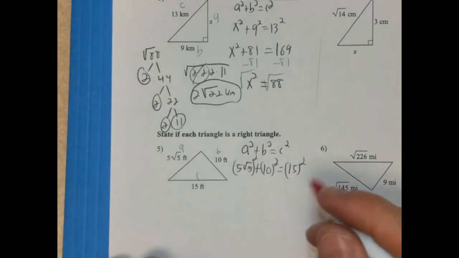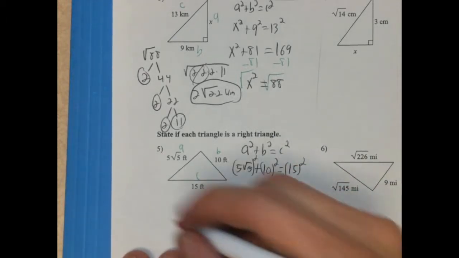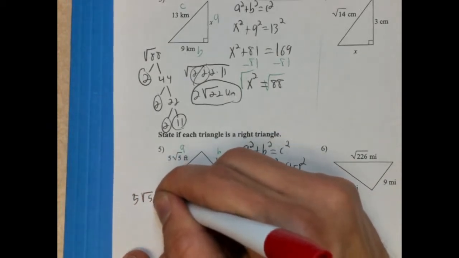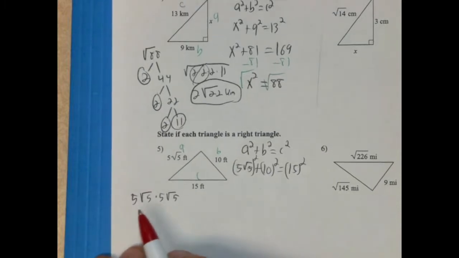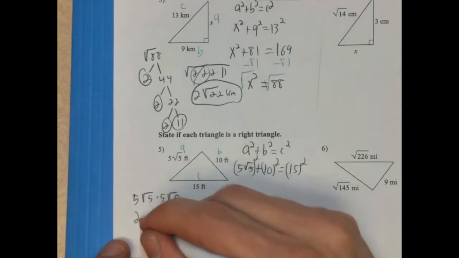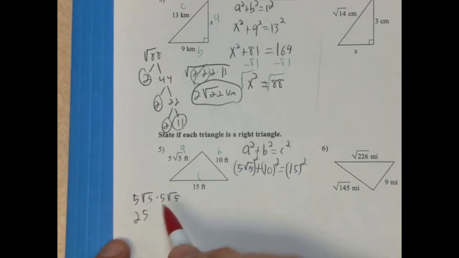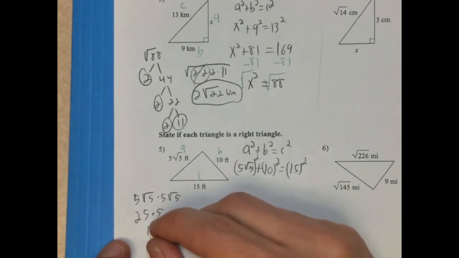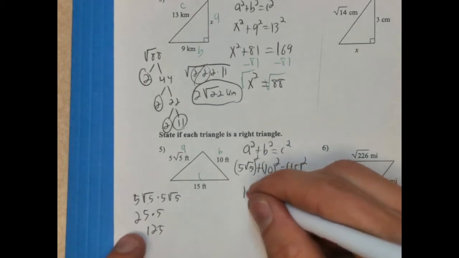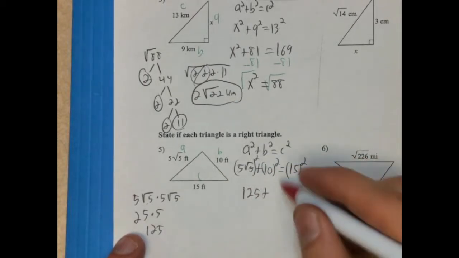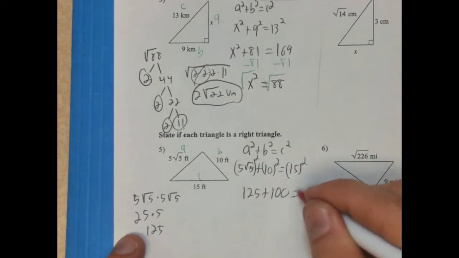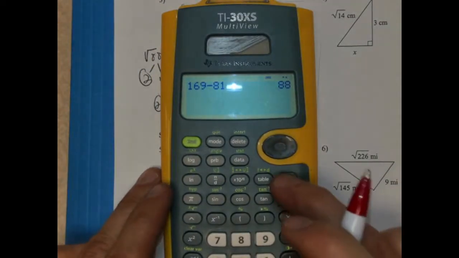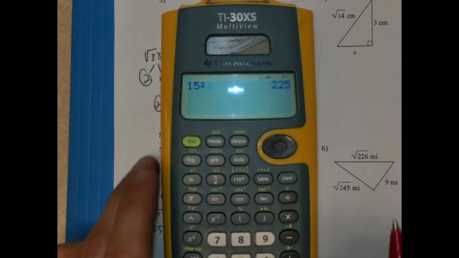All right, so 5 radical 5 squared. I'm going to write over here so there's a little less confusion. 5 radical 5 times 5 radical 5, because that's what it is squared. So the two 5's in front give us 25, and radical 5 times radical 5 is 5, and 5 times 25 is 125. So 125 plus, and 10 squared is 100, and 15 squared is, is it 225? Let's make sure. 15 squared, yep, 225.